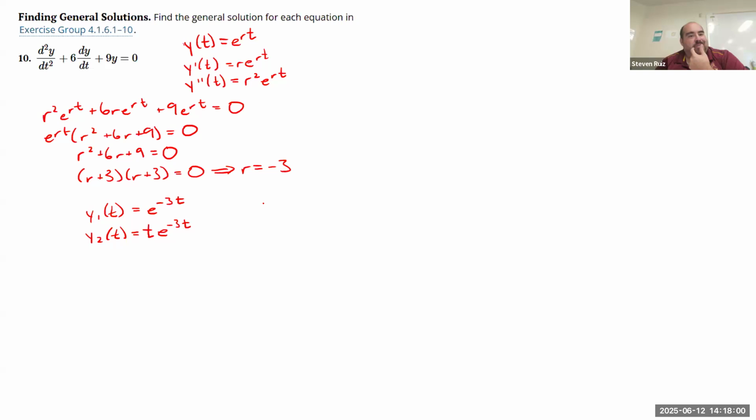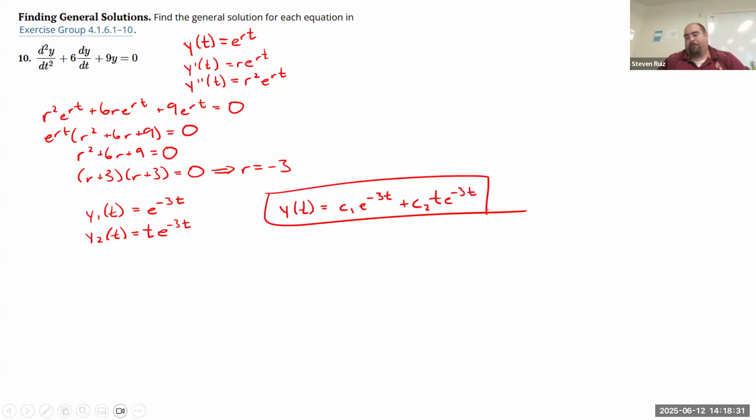Now, because of superposition, I have two solutions. I don't know whether the solution is only y1, only y2, or some combination of the two, some sum of the two. So here's what we have for our general solution. Some constant times e to the -3t plus some other constant times t e to the -3t. And based on the information I gave you, that is as far as we can take that.